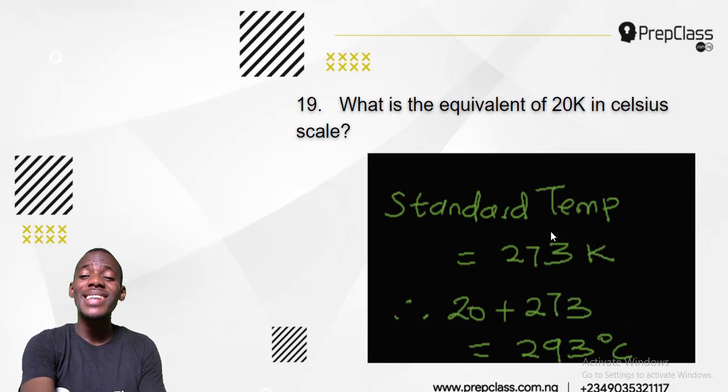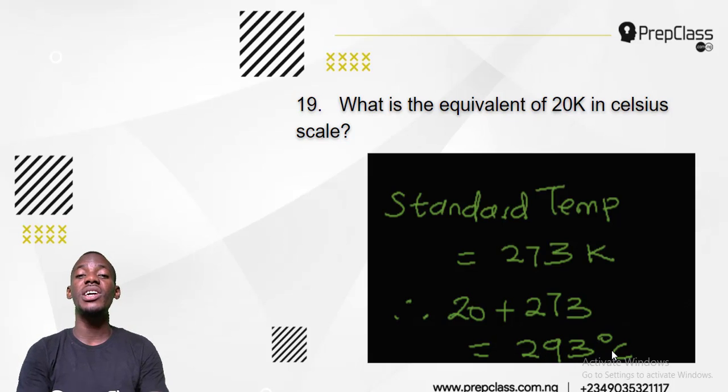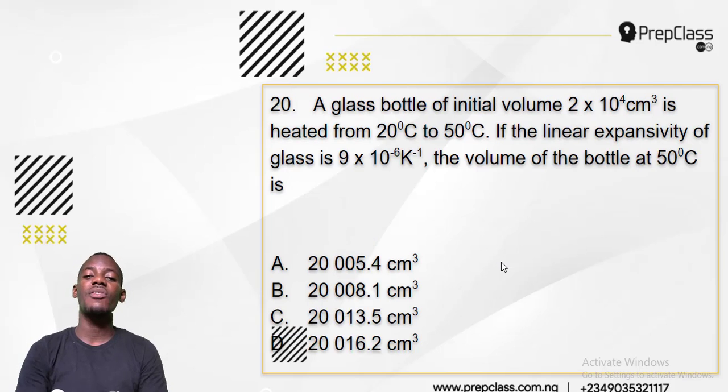So don't forget that the standard temperature for all temperature conversions is 273 Kelvin. So if I'm changing from Kelvin to Celsius, just add 20 to 273, and that will give me 293 degrees Celsius. But if I'm changing back, just subtract 273 from 293, and that will give you 20 Kelvin as your answer. And that is the answer for number 19.